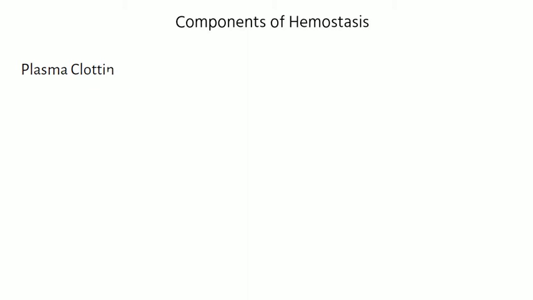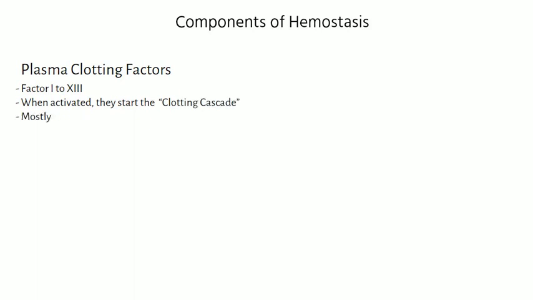There are a number of clotting factors involved in hemostasis. These factors are named factor 1 to factor 13. When activated, they start the clotting cascade. Clotting factors are mostly synthesized in the liver. Vitamin K is required to make several factors, factors 2, 7, 9, and 10.